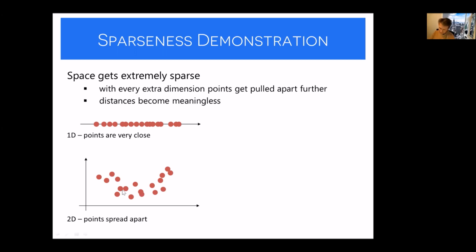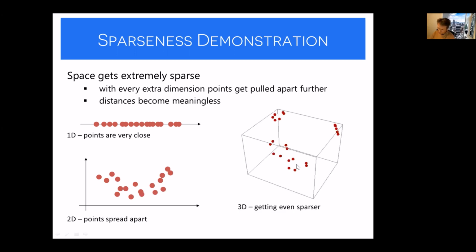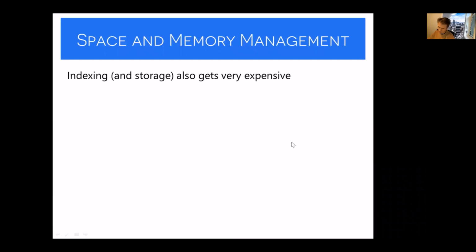So 2D always spreads far apart, and 3D even more, right? It gets even sparser, just by the nature of things. As you expand out, just think about 5D, nD, things get very, very sparse. All of a sudden, it's really hard to figure out, is this point close? Is it not? Are these points further away? You get the idea, right? So indexing also gets very expensive.